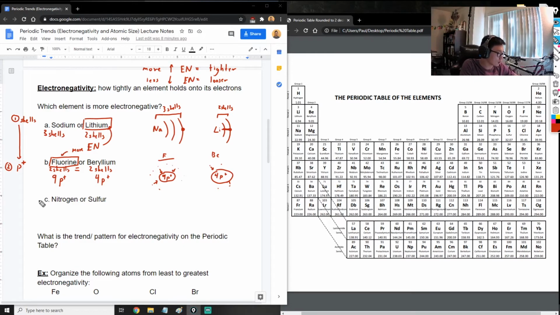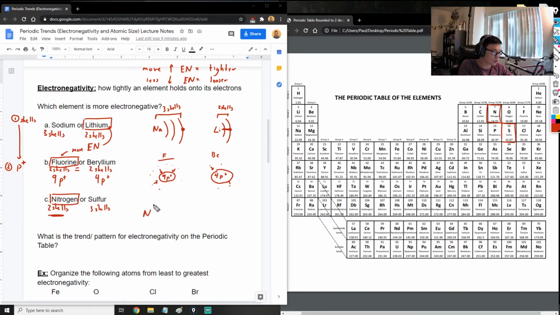If we take a look at nitrogen and sulfur, first we want to find them on the periodic table. Nitrogen is right here, and sulfur is right here. We said the first thing that we want to look for are the shells. So let's figure out how many shells nitrogen has. Nitrogen has 2 shells, and sulfur has 3 shells. So which one do you think is more electronegative? Hopefully you said that nitrogen is more electronegative because it has 2 shells.